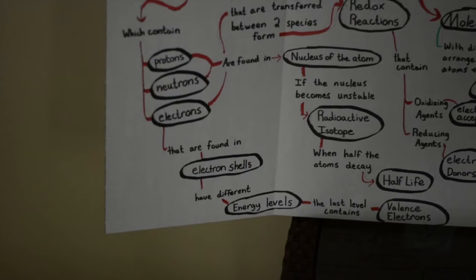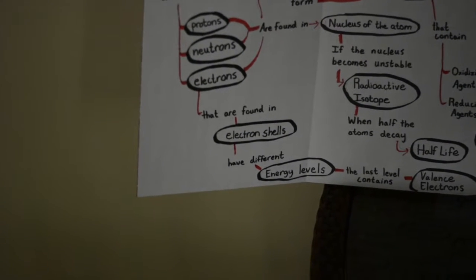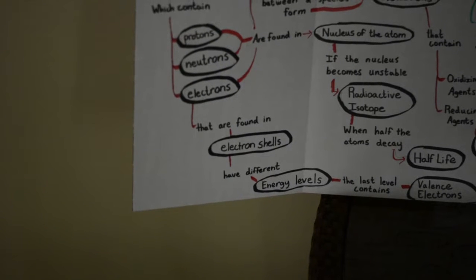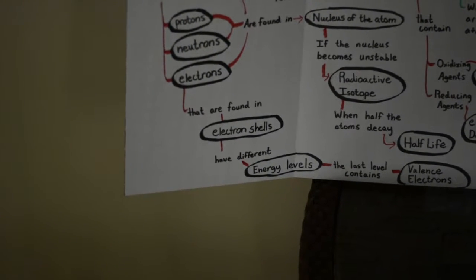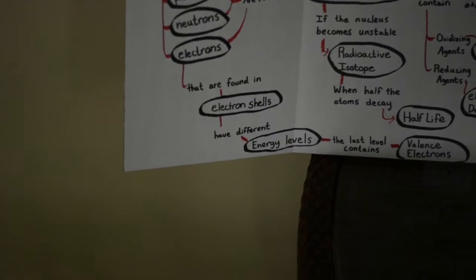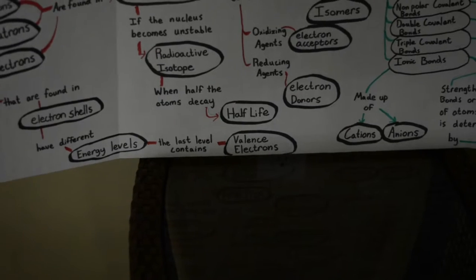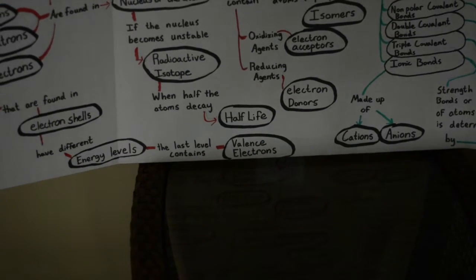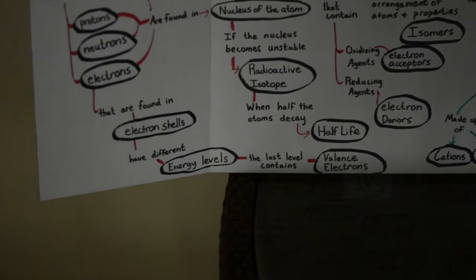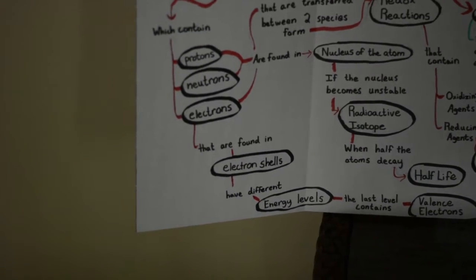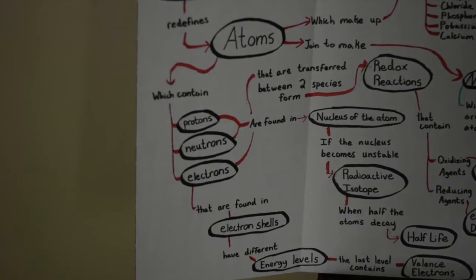Okay. And then electrons are found in electron shells. I probably should have gotten to that earlier, but this is just the navigation of the electrons. They're found in the electron shells. They have different energy levels, and the last level contains valence electrons. These valence electrons help bond with whatever atom the electrons are in, just because they're in the last shell.